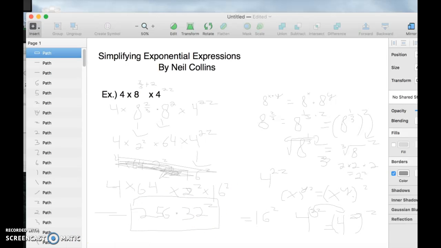Hope you guys understand, and I apologize for any of the issues with the stylus. The program I used is a little bit sloppy.